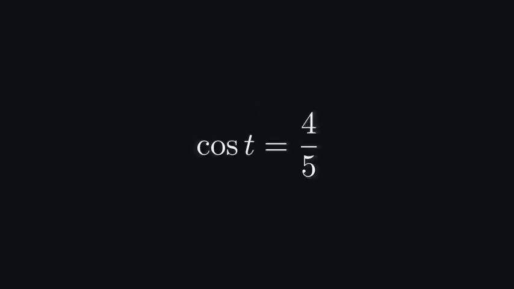To summarize, we started with cos of t equals 4 over 5. We used a right triangle and the Pythagorean theorem to find the missing side, 3. So, sin of t equals 3 over 5. Substituting sin of t equals 3 over 5 into the expression gives 15 over 8. This is the final answer.